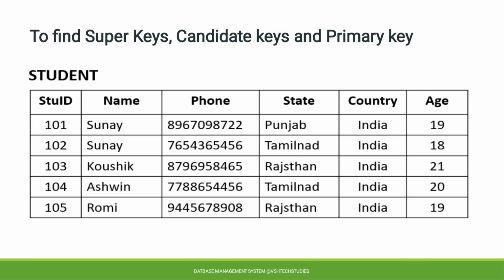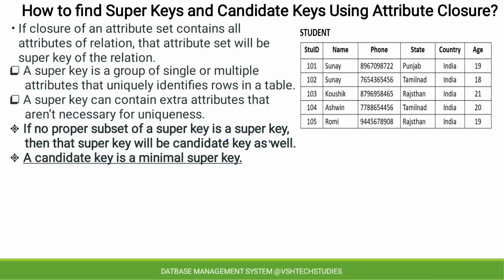In today's session we shall take a student table as an example, and for this table, using attribute closure, we'll find first super keys. From that, candidate keys are derived, and we shall extend the discussion to find the primary key. First, in the student table we'll have to find the super keys. A super key is a group of single or multiple attributes that can uniquely identify rows in a table. So student ID is the key attribute here. It can be used to uniquely identify a row in a table. Hence student ID is a super key.